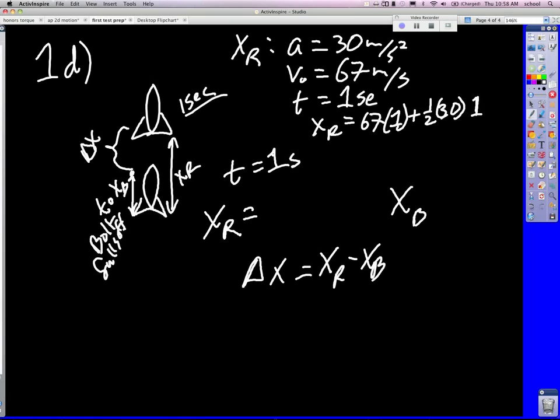So xr is 82 meters. xb is 62 meters. And therefore delta x is 20 meters. And bingo, that's it.